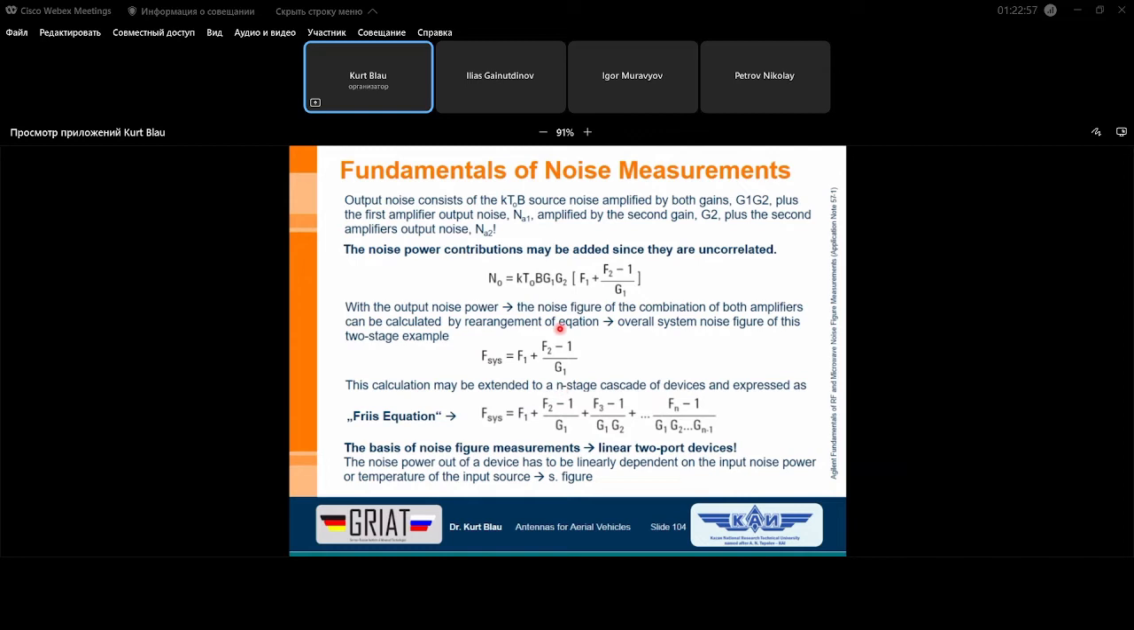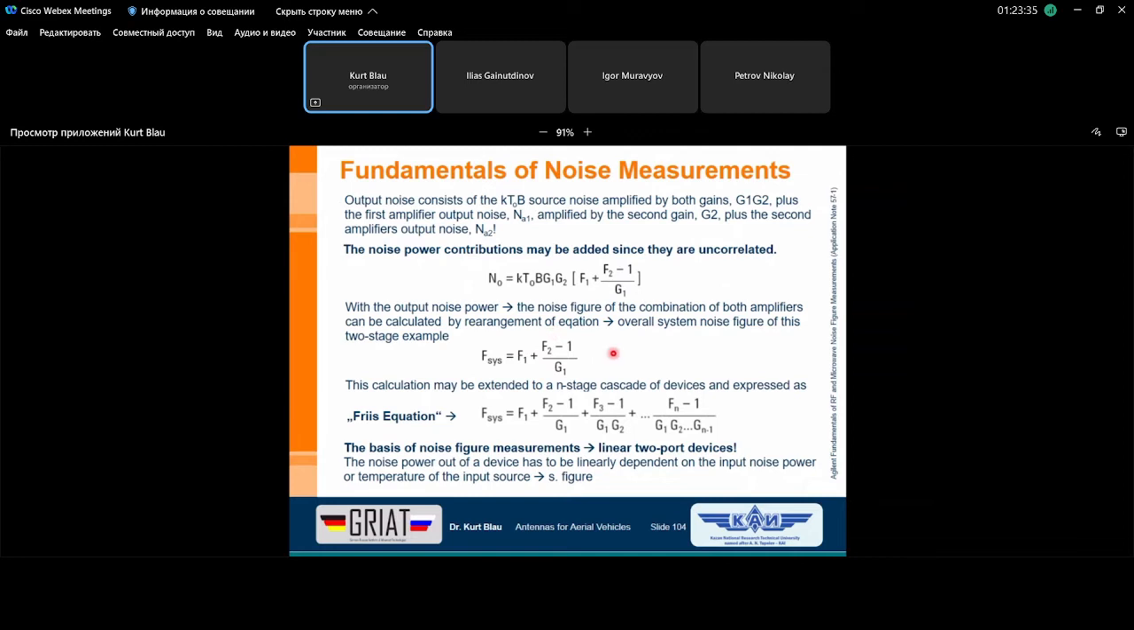And now the second stage, the noise figure, it's F2 minus 1, but this is divided by the power gain of our first stage. And at this point, we can make a first conclusion and say, okay, if the power gain of the first stage is, let's say, very high, then the influence of the noise behavior of the second stage is very, very small. We can minimize it. And this is shown here in this formula.